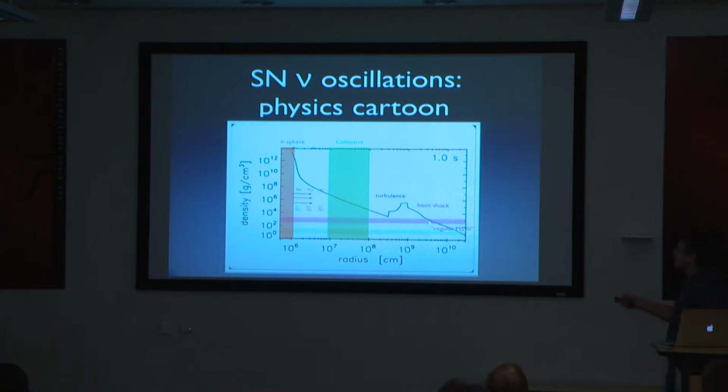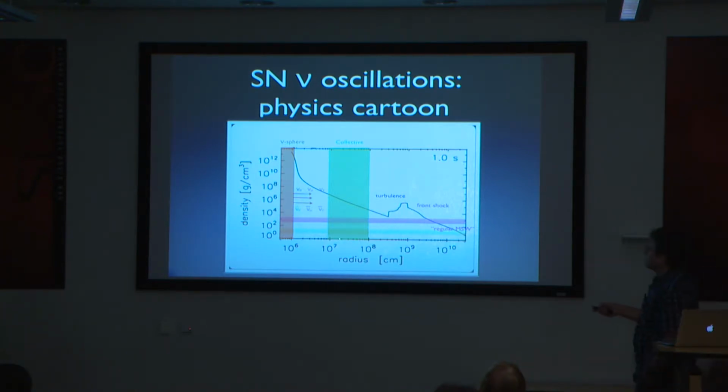Then in addition to that, you have this profile which changes as a function of time. So this front shock is moving out. This corresponds to a snapshot of about 1 second in time. This front shock is moving out. The region behind this shock is actually not as neat as shown in this 1D simulation, but it is turbulent, as I will show. And then you have to do your MSW effect in this turbulent region.